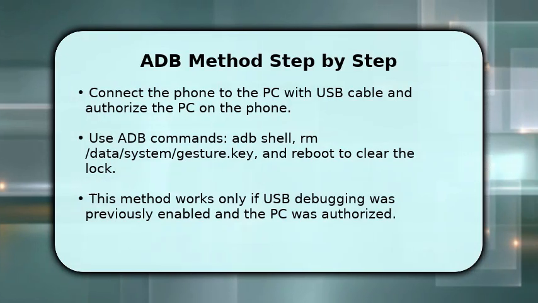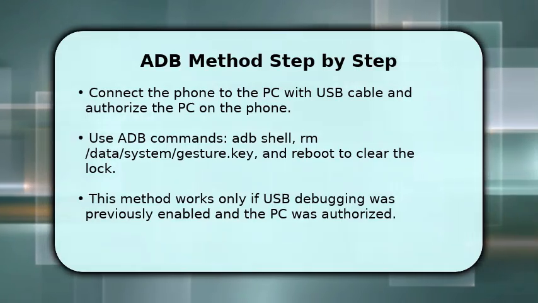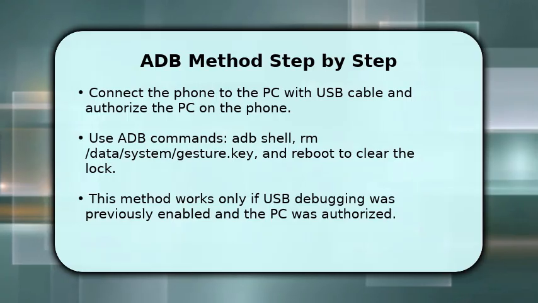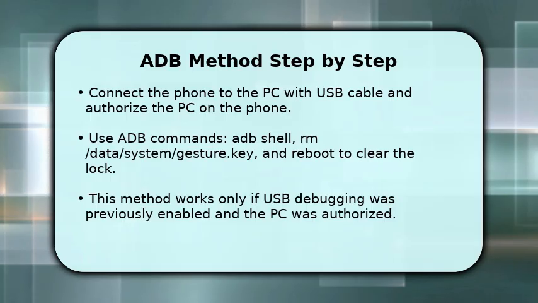Start by connecting the phone to the PC with the original USB cable. Authorize the PC from the phone dialog if prompted within 30 seconds. Open a command window and run adb devices to confirm the connection.